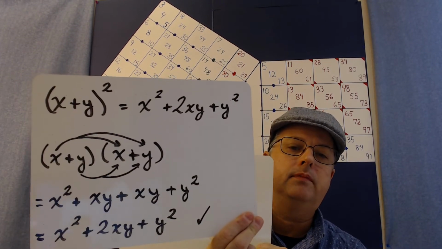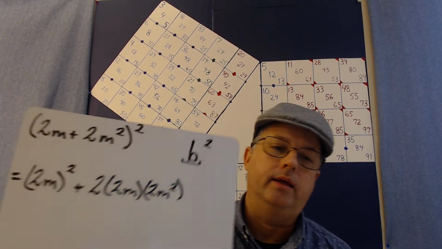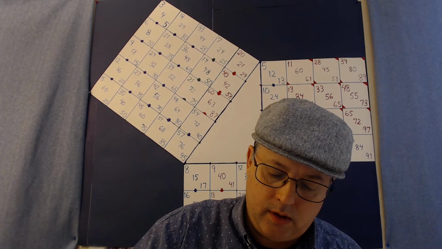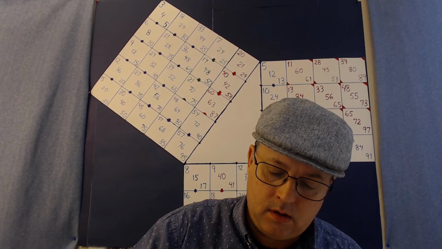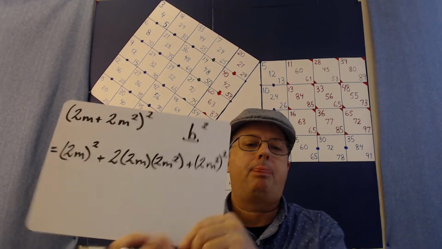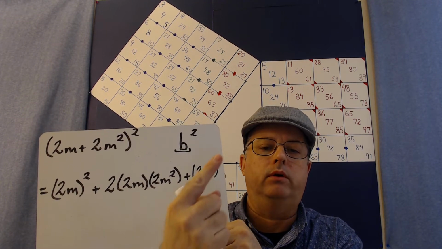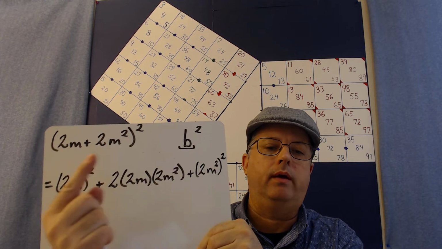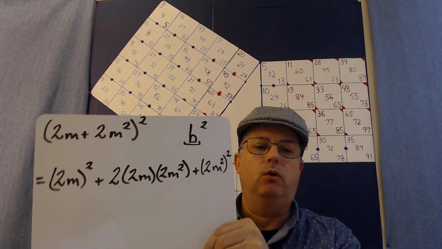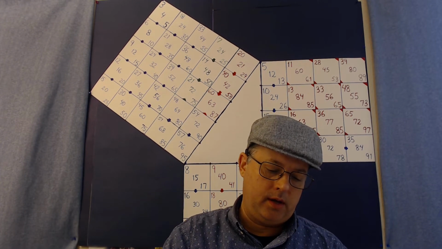Okay, so we have the x squared plus 2xy, just like in our slide here. X squared plus 2xy, and then plus the y squared. So the y is the 2m squared, and so that's plus 2m squared, squared. Okay, so let's keep expanding that. So 2m squared, that's 2m times 2m, that's 4m squared.